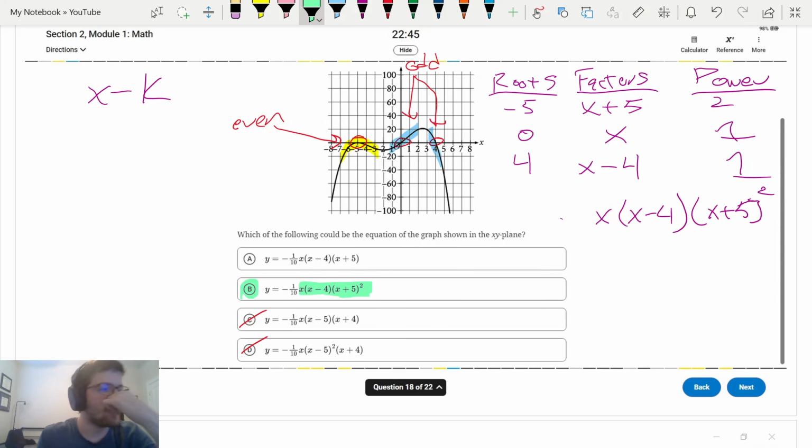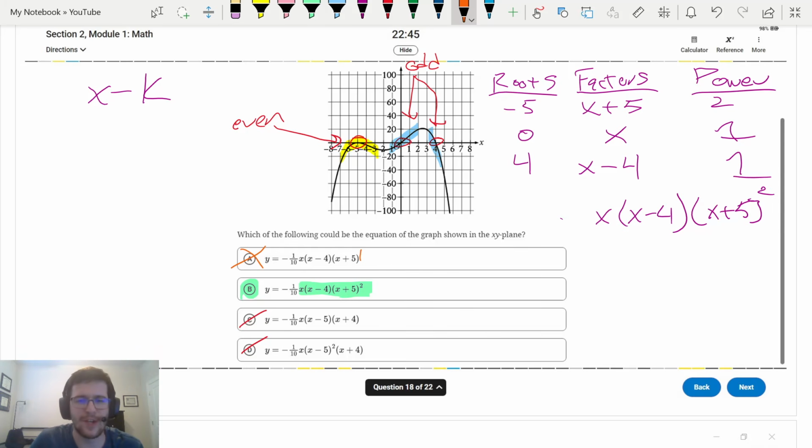So it's B. A is wrong because x plus 5 is raised to an odd power. That would imply -5 is a crosser, but it's not. It's a bouncer. So that's wrong. C and D have the wrong factors. A has the right factors, but the wrong power. B is the only one with the correct factors and the correct powers.